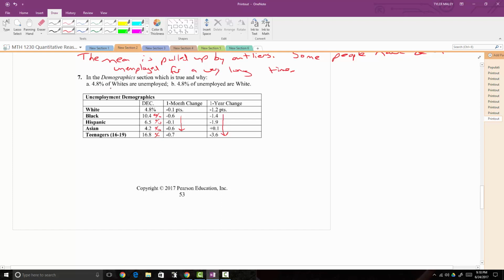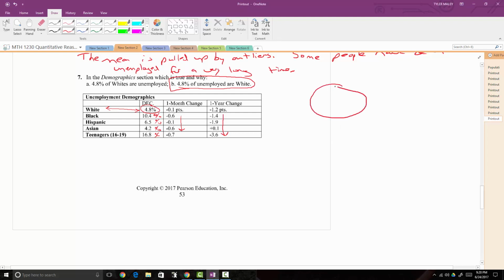So 4.8% of whites are unemployed. Does that seem to make sense to go along with this? We can think about that, and then part B is 4.8% of unemployed are white. If part A is correct, what we're saying is you have a group of all whites and 4.8% of them are unemployed. So that might be true. But let's look at part B. This implies that 4.8% of unemployed are white.